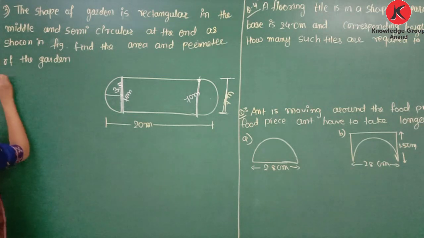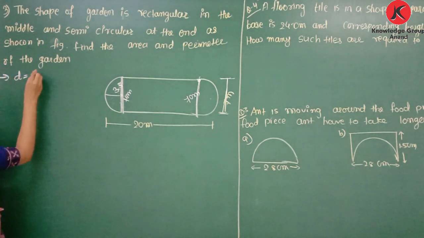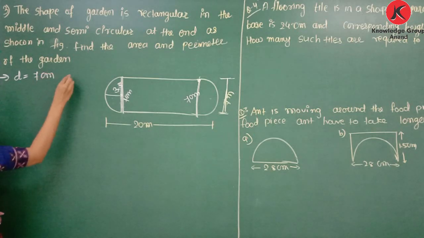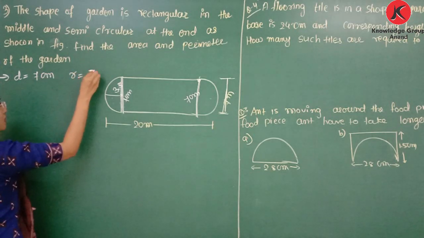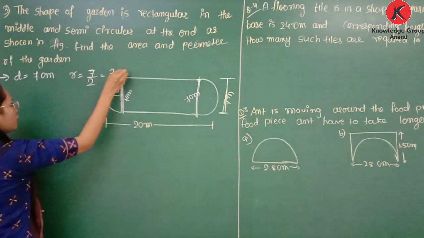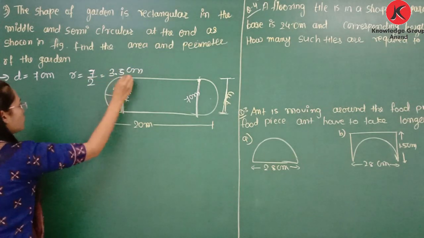That's why we can write first. Here the diameter is 7 centimeter. So the radius will be 7 by 2. That is 3.5. You can use 7 by 2 or 3.5.